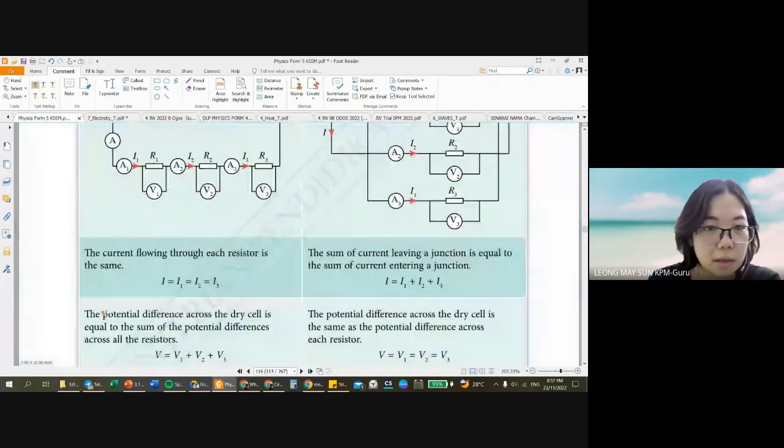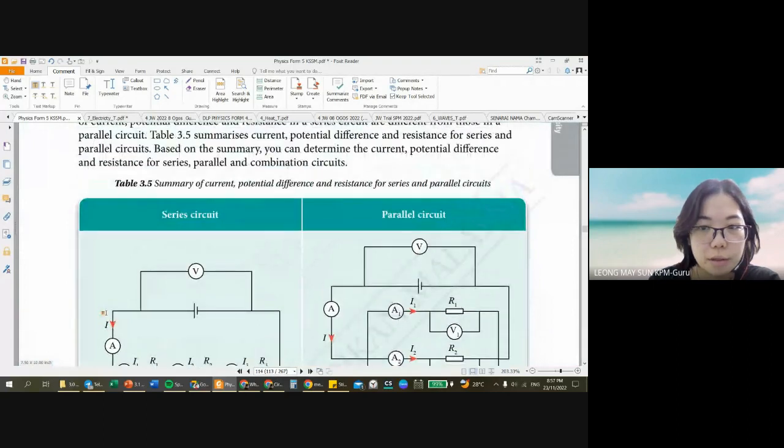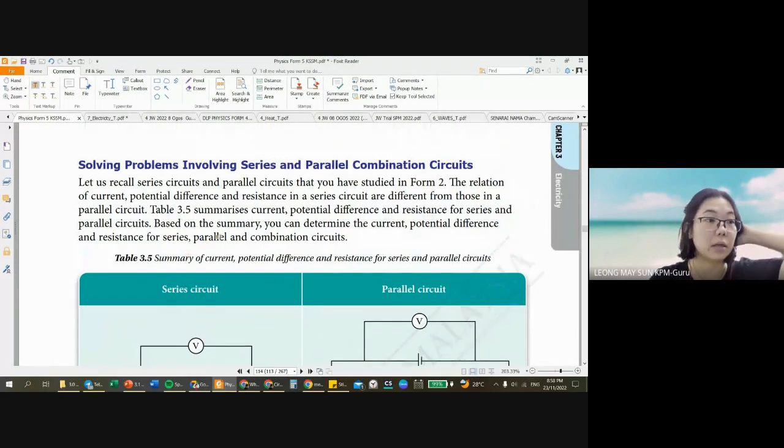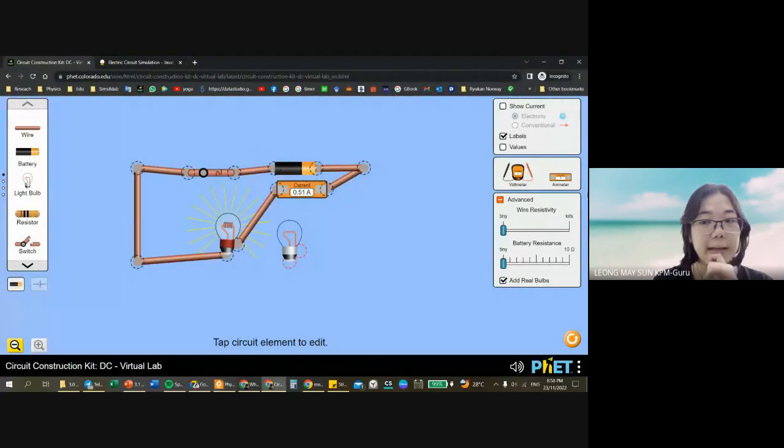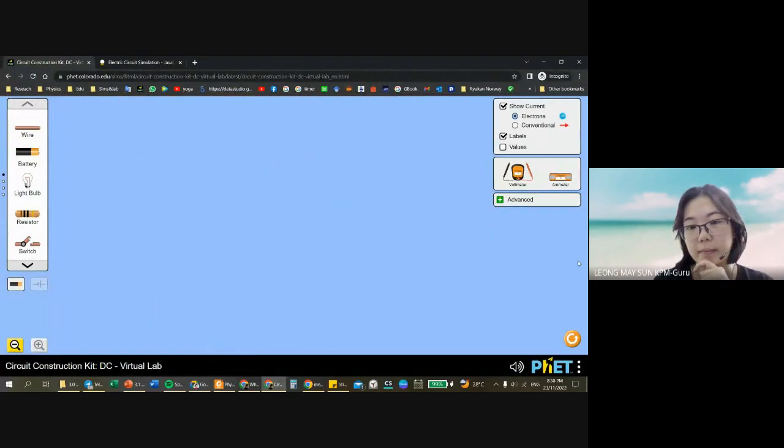Okay, so let's now go through series circuit and parallel circuit. I'm going to use the simulation to show you guys how a series circuit and a parallel circuit work. Have you all learned series and parallel circuits in either RBT or science last time? Yes, RBT but in BM.